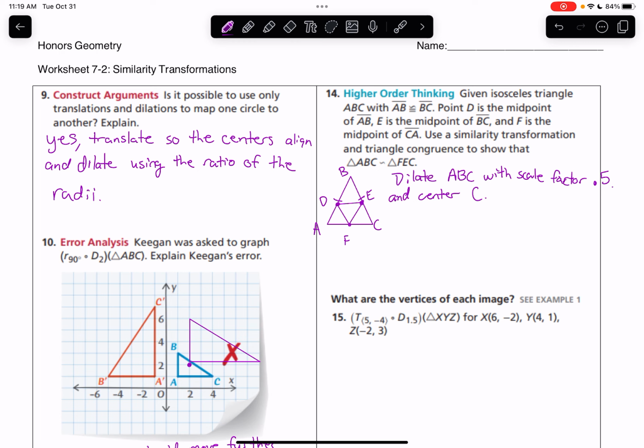After that, we would reflect it over line FC to make triangle DEF. That would be the last thing we need to do. We would shrink it down into this corner. We would reflect it over this line, and we would get triangle DEF.